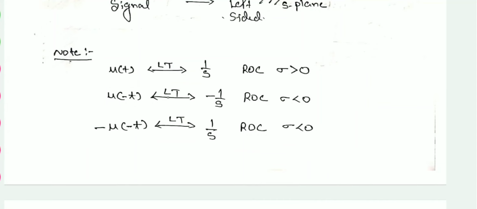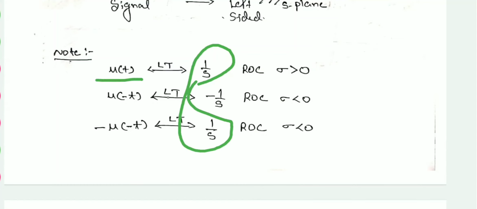Then from this conclusion we notice that the Laplace transform of u(t) and minus u(-t) have the same Laplace transform, but the difference is only in the ROC. This is used in the inverse Laplace transform. Okay, when we take the inverse Laplace transform, the ROC is the most important case because multiple signals have the same Laplace transform but differ only in the ROC of the system.